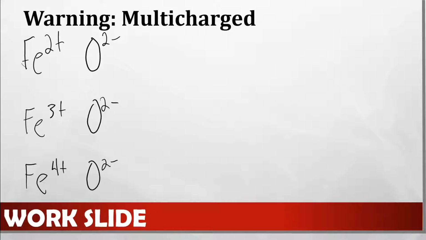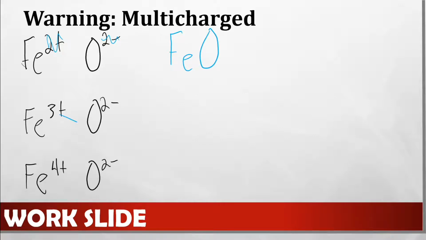Now, the nice thing about multi-charge is it's never a negative thing. It's only ever positive. So we really only have to worry about that when it comes to these positive ions that we're dealing with, these cation ions. Now, the very first one that we have here just cancels. 2 and 2, cool, cancel, cancel, and I get FeO.